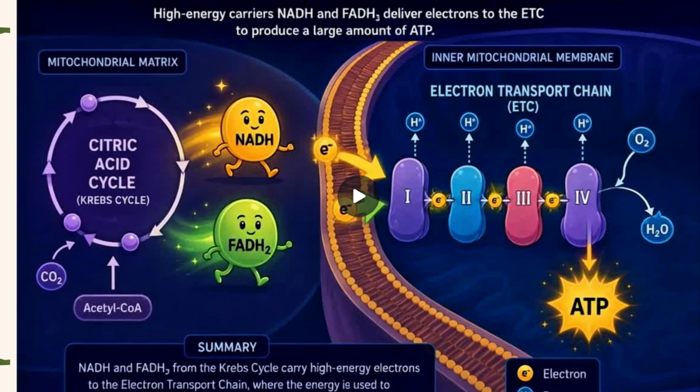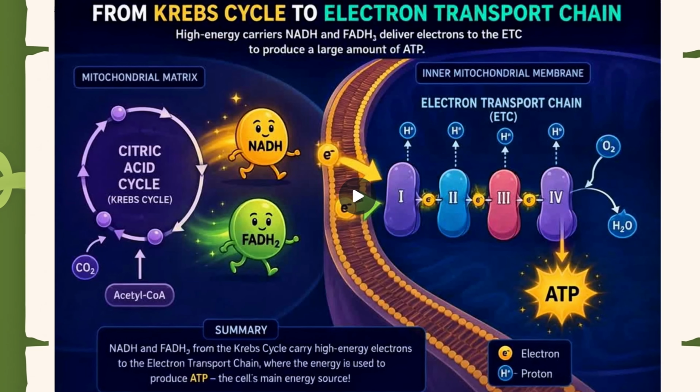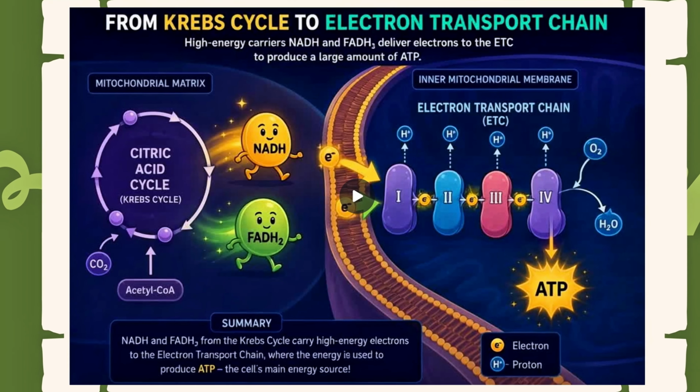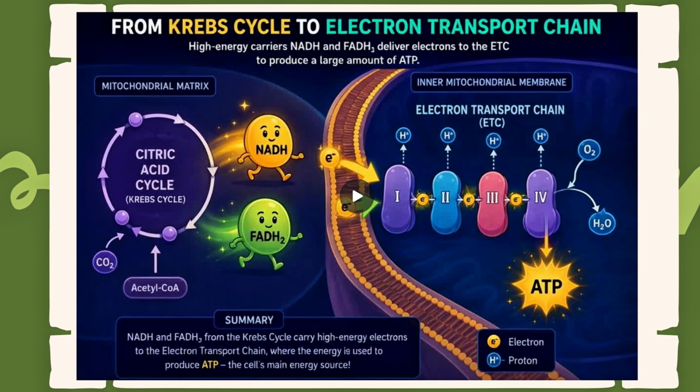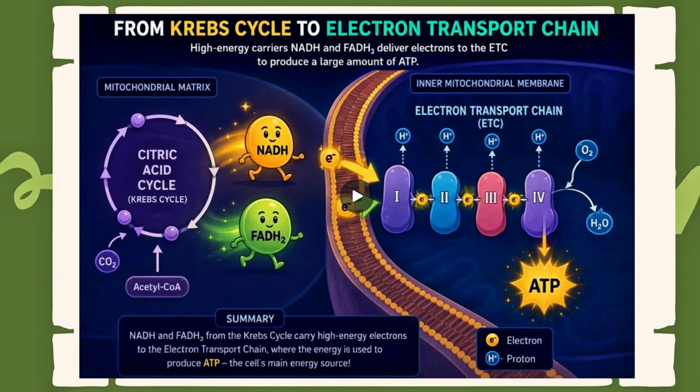Dive into the electron transport chain, the powerhouse stage of cellular respiration. We break down how NADH and FADH2 fuel the process, creating a proton gradient that drives ATP production.